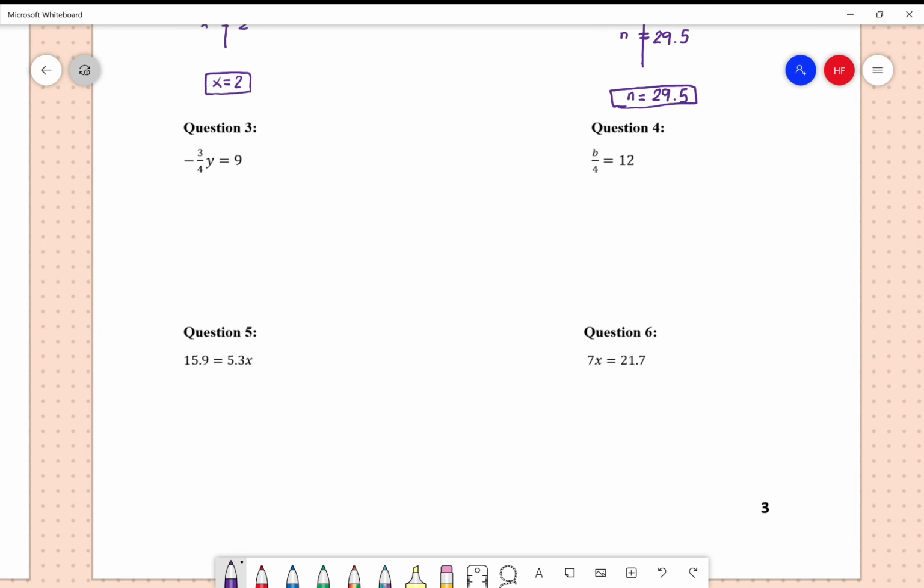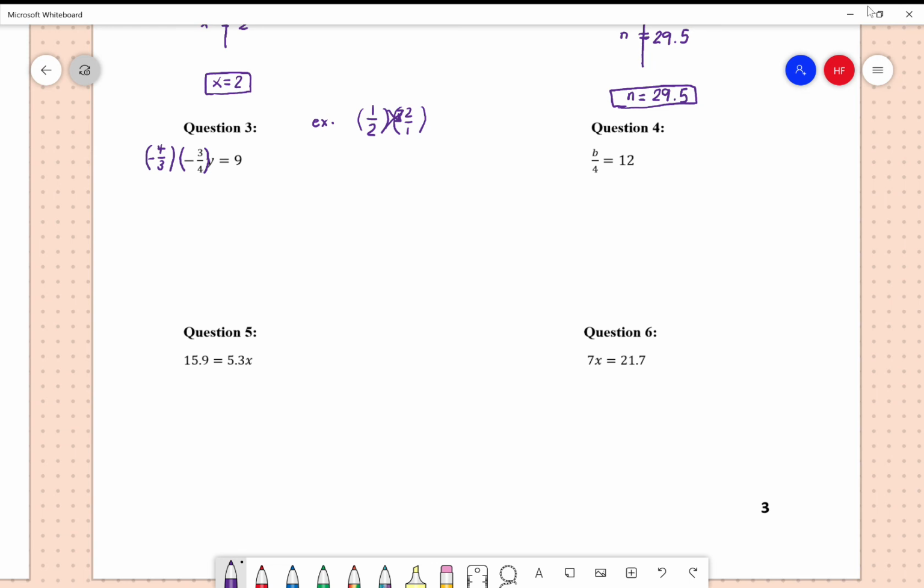We got a couple more. On question 3, we have negative 3/4 y is equal to 9. On these fraction problems, there's a couple ways that we could do them. I'm going to flip the fraction. So think if I had 1/2, if I want to get rid of it, I multiply by 2. The reason I multiply by 2 is it's 2 over 1. So we see that we're flipping them. So here I'm going to flip the fraction, multiply.